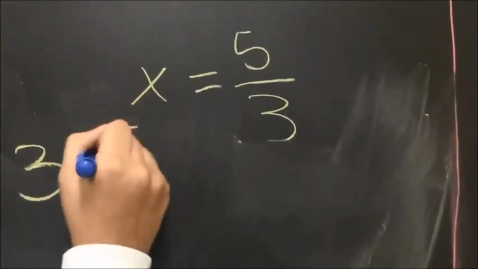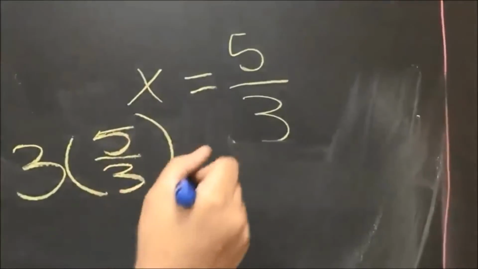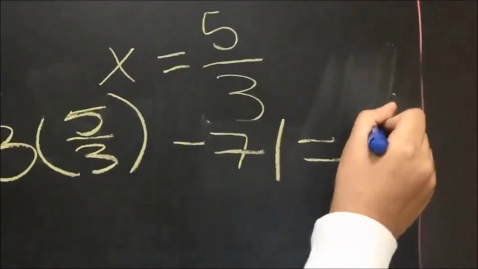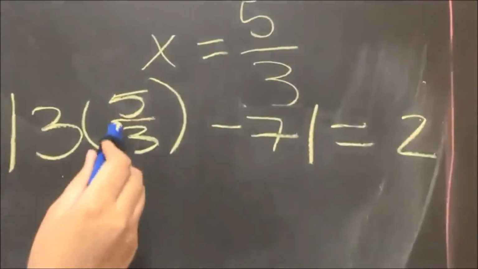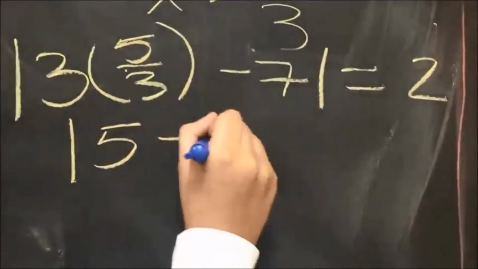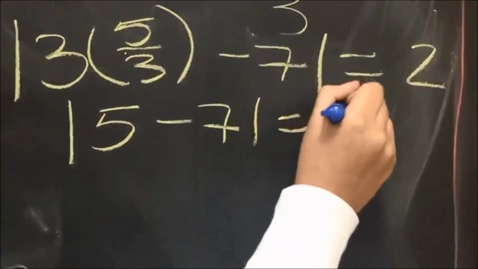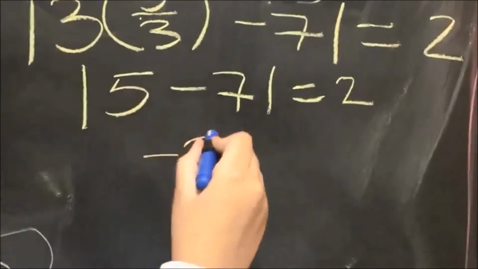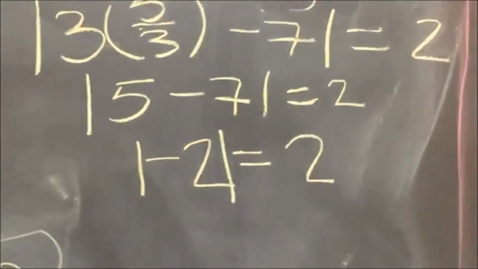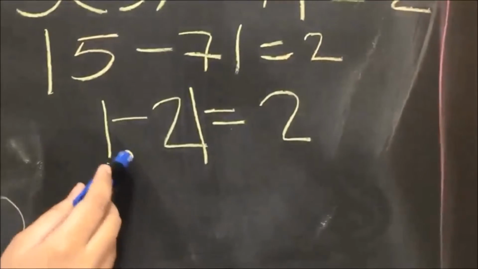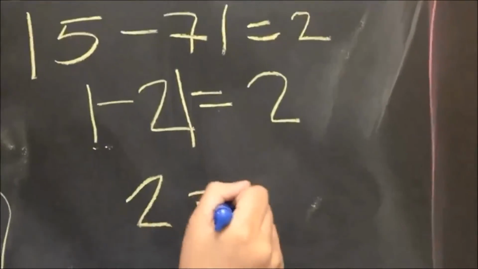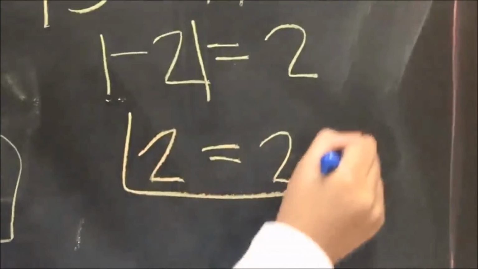We're going to plug in 5 over 3 into 3x minus 7, and we have to add the absolute value bars. 3 times 5 over 3 is going to equal 5, and then you add the minus 7, and that's going to equal -2. And then we add the absolute value bars, and the absolute value bars are going to affect this equation, so it's going to turn into a positive 2, and it's right.